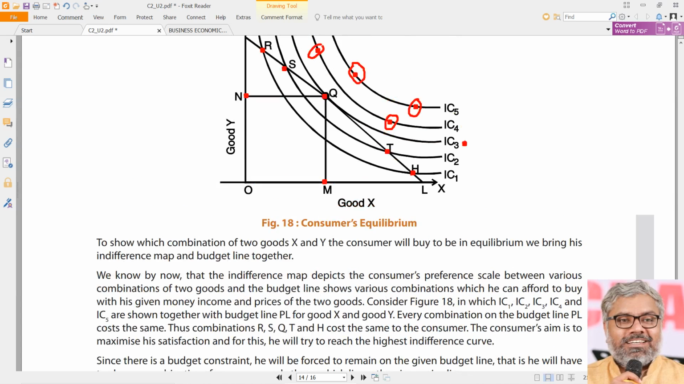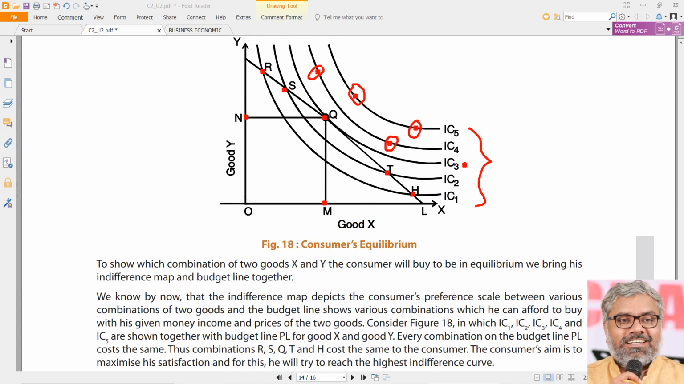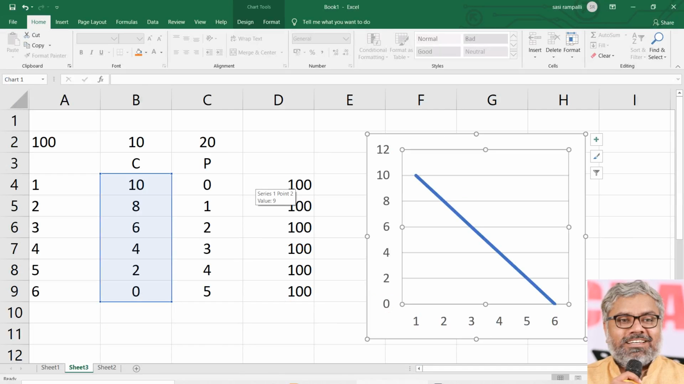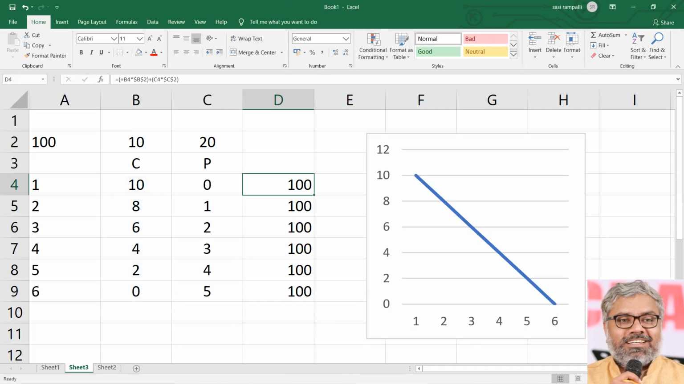That's what are the different combinations of indifference curves here, and we know that already. IC5 gives more satisfaction than 4, that gives more than 3, that gives more than 2, that gives more than 1. So every higher indifference curve gives more satisfaction, but every point on the price line is going to cost the same. Like for example, in this, the amount spent on any point on this price line is 100 rupees only. It is not going to be any different.